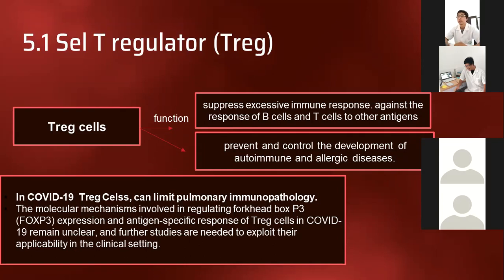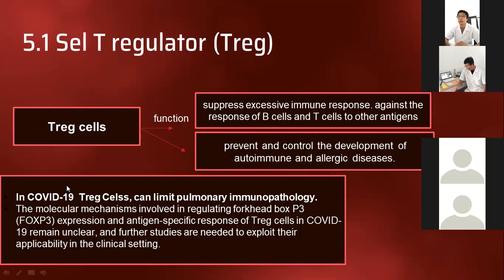Okay, now we move to the regulatory T cell, or Treg cell. The function of the Treg cell is to suppress excessive immune response and the response of B cells and T cells to other antigens, and second, to prevent and control the development of autoimmune and allergic disease.